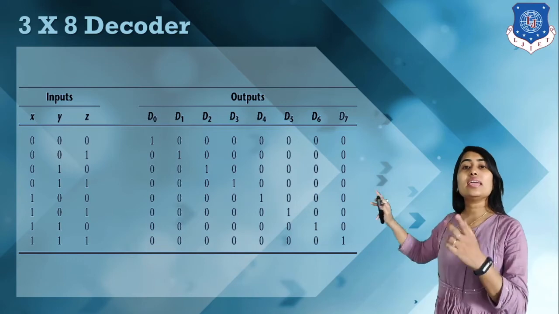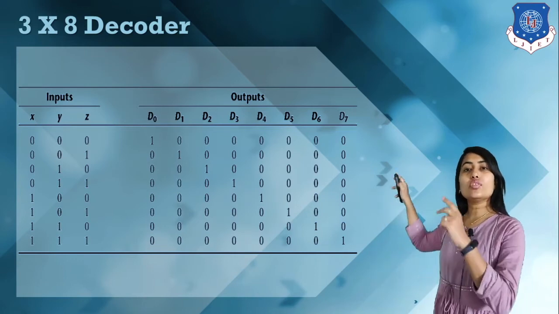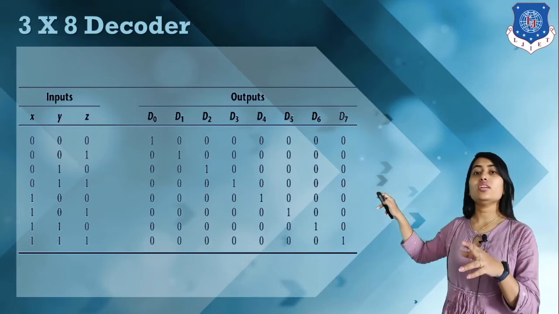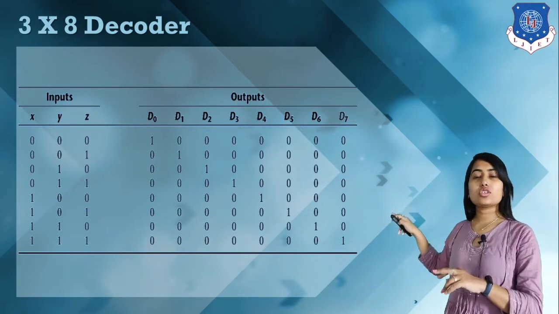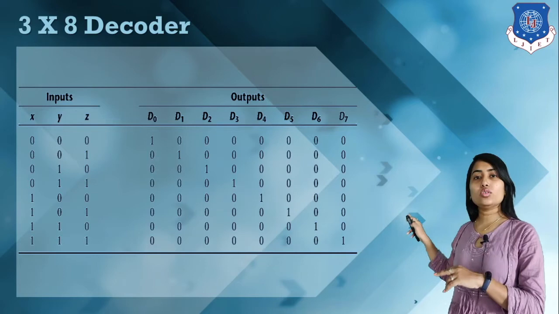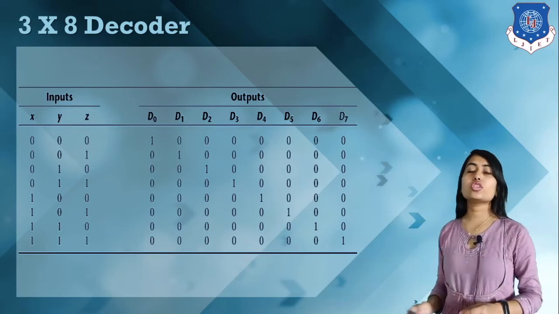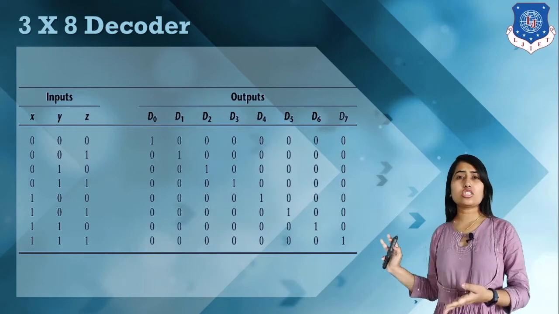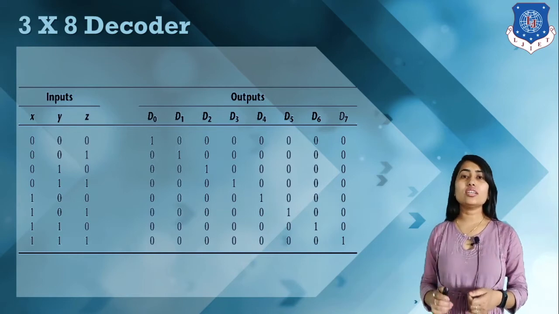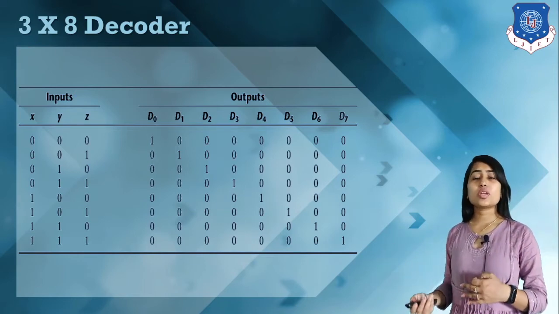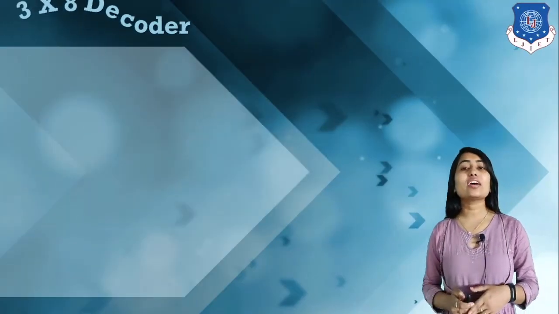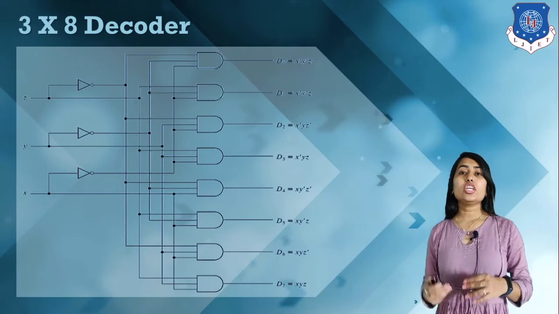When A, B, C is 0, 0, 0, we have Y0 equal to 1. All others are 0. Then for 0, 0, 1, Y1 is equal to 1. For 0, 1, 0, Y2 is equal to 1, and so on. So this is our 3x8 decoder, and using it we can write a logical diagram and logical expressions for the 3x8 decoder.